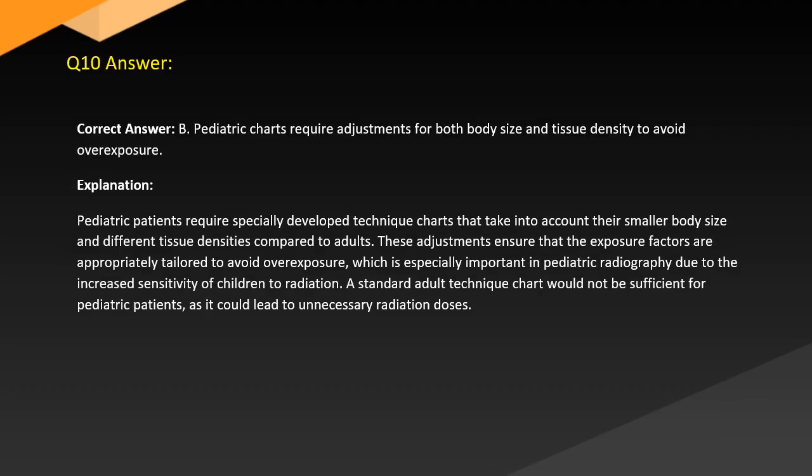Answer. Correct answer. B. Pediatric charts require adjustments for both body size and tissue density to avoid overexposure. Explanation. Pediatric patients require specially developed technique charts that take into account their smaller body size and different tissue densities compared to adults. These adjustments ensure that the exposure factors are appropriately tailored to avoid overexposure, which is especially important in pediatric radiography due to increased sensitivity of children to radiation. A standard adult technique chart would not be sufficient for pediatric patients, as it could lead to unnecessary radiation doses.